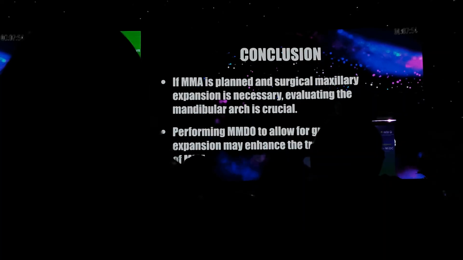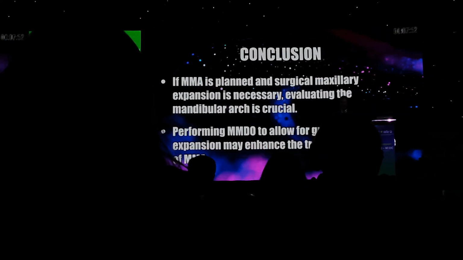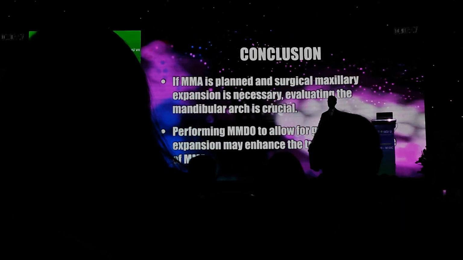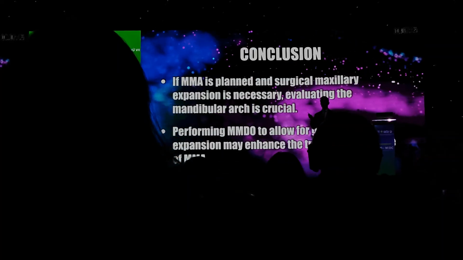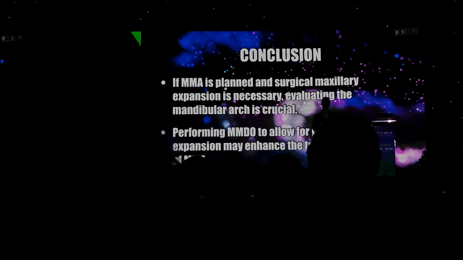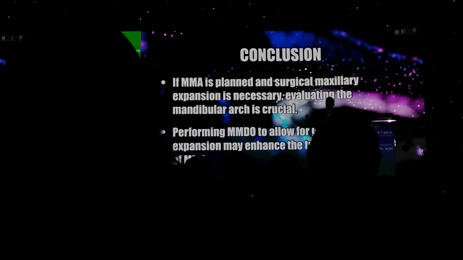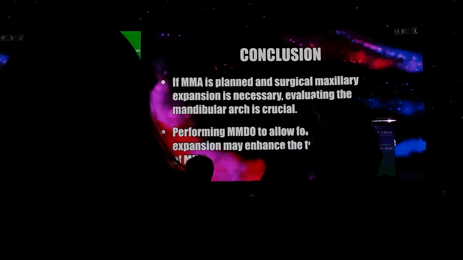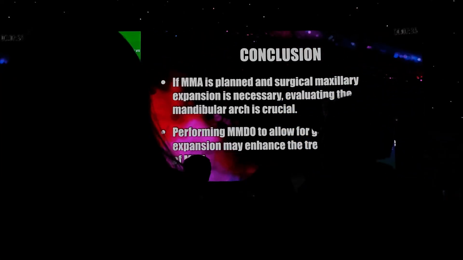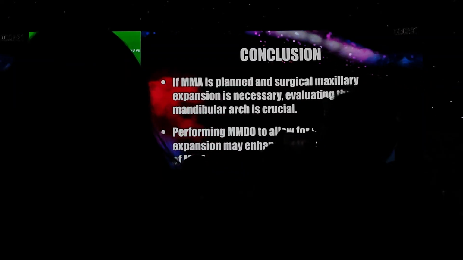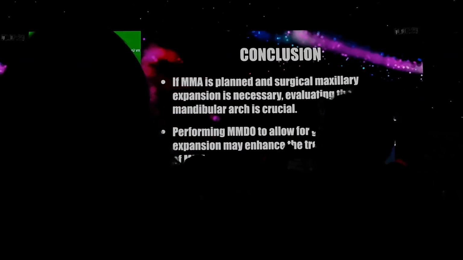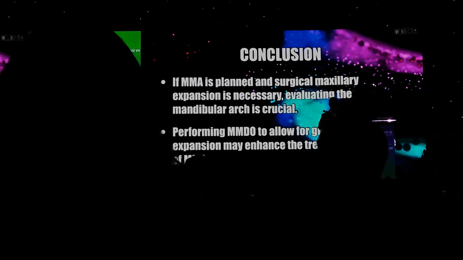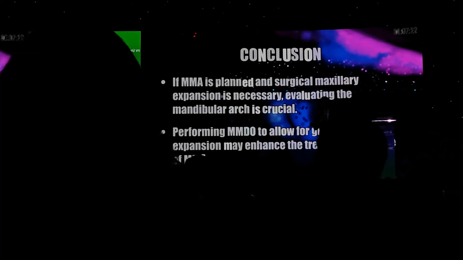So the conclusion is, if MMA is planned and surgical maxillary expansion is necessary, then evaluating the mandibular arch is crucial. When you do just the upper jaw expansion without expanding the lower, you're going to be limited. So you have to plan: can I expand the lower jaw? Can I orthodontically expand the lower jaw only? If not, then you may have to do mandibular midline distraction osteogenesis. This will give us some greater maxillary expansion, and may enhance the treatment outcomes of maxillomandibular advancement surgery.